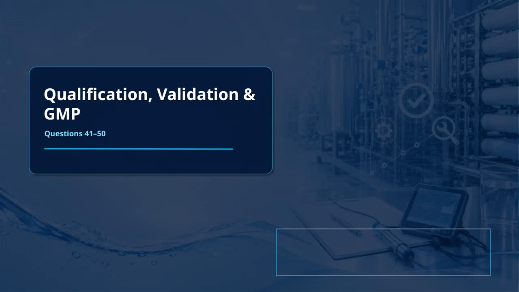Now, we're moving on to the section covering qualification, validation, and good manufacturing practices, focusing on questions 41 through 50. This part is crucial because it deals with ensuring that all processes, equipment, and systems are properly qualified and validated, guaranteeing consistent product quality and compliance with regulatory standards. We'll also delve into GMP principles, which are the foundation for maintaining high manufacturing standards and safeguarding patient safety. Let's explore these concepts in detail to understand their significance and how they guide our manufacturing processes.